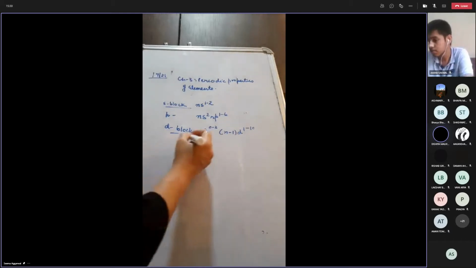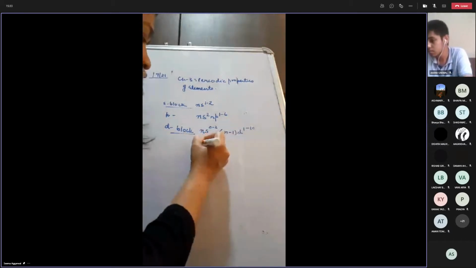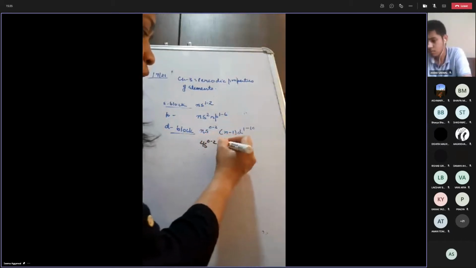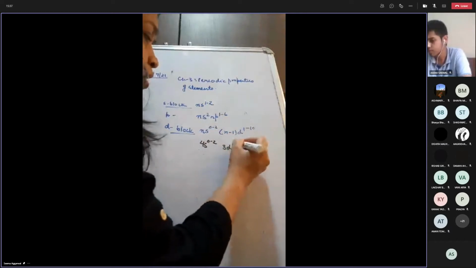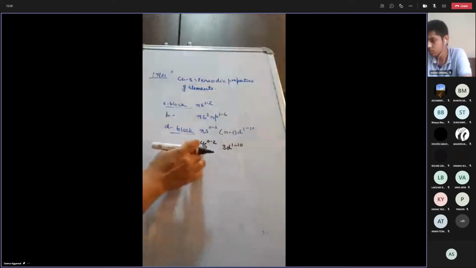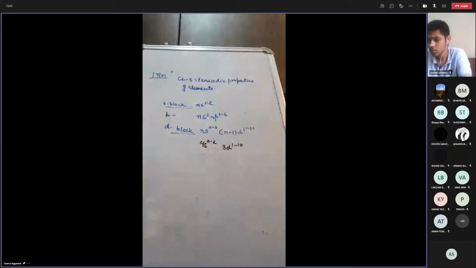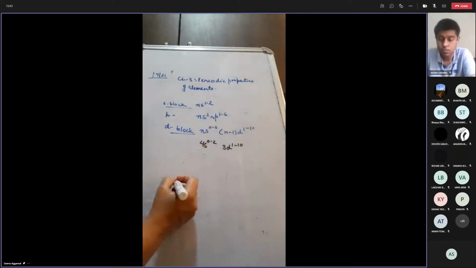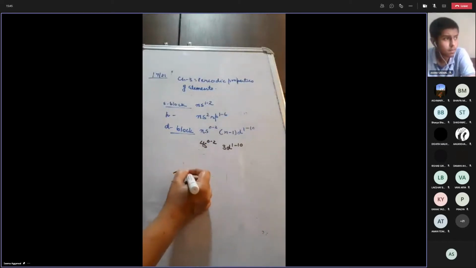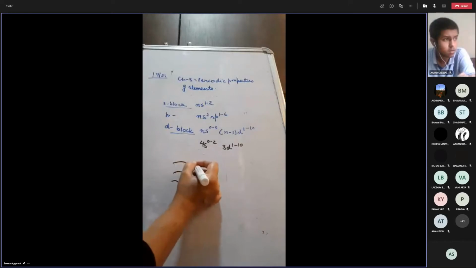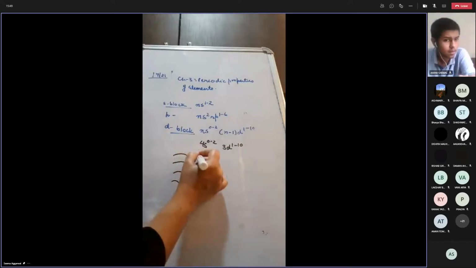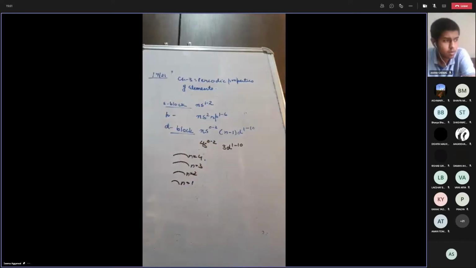Okay, if I take 3d, suppose the highest value of n is 4: 4s is 0 to 2 and 3d is 1 to 10. Which will come first, ns or 3d, when we are filling electrons? Which orbital will come first, n equal to 3 or n equal to 4? Ma'am, n equal to 3.